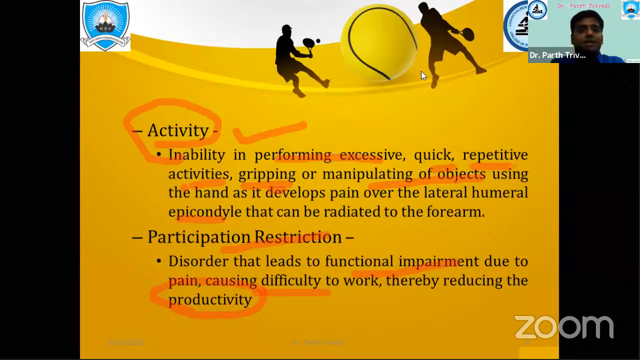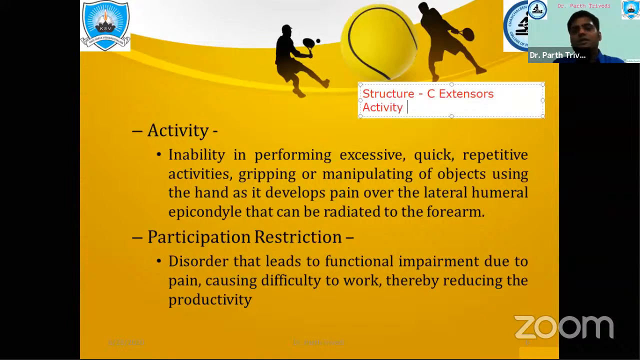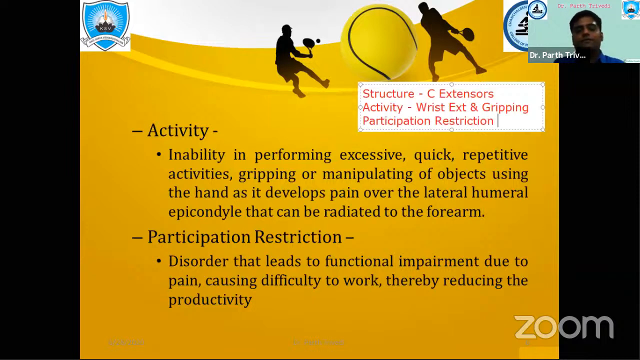So basically, revising it very quickly, based on the structure, I will say the common extensors are involved. In activity, wrist extension and gripping activities are involved. And in participation restriction, we have limitations in participation and reduced productivity.